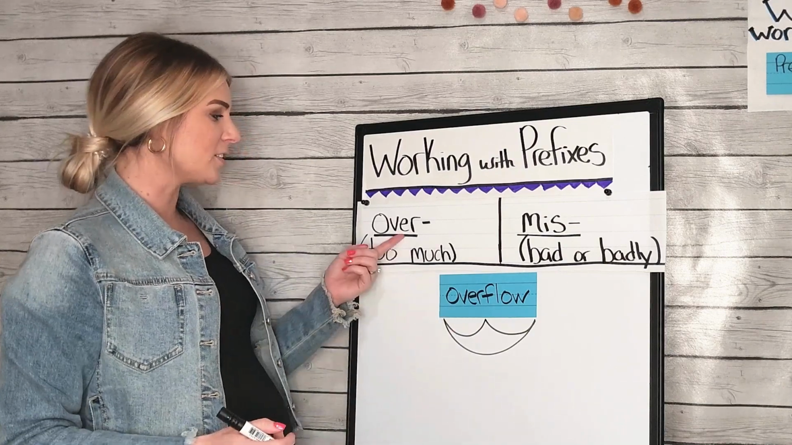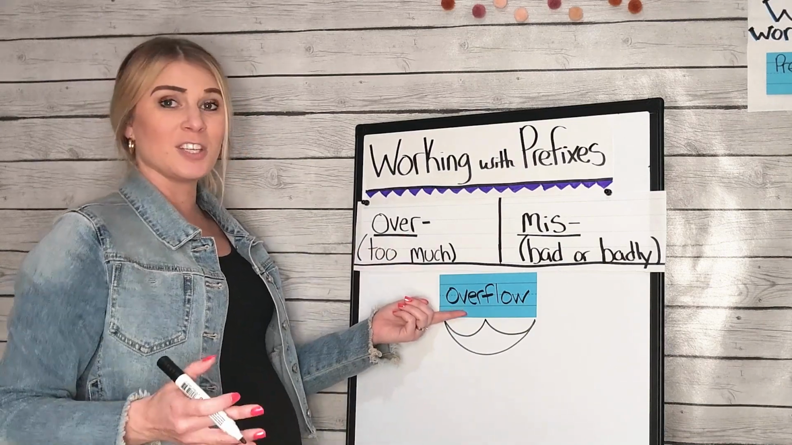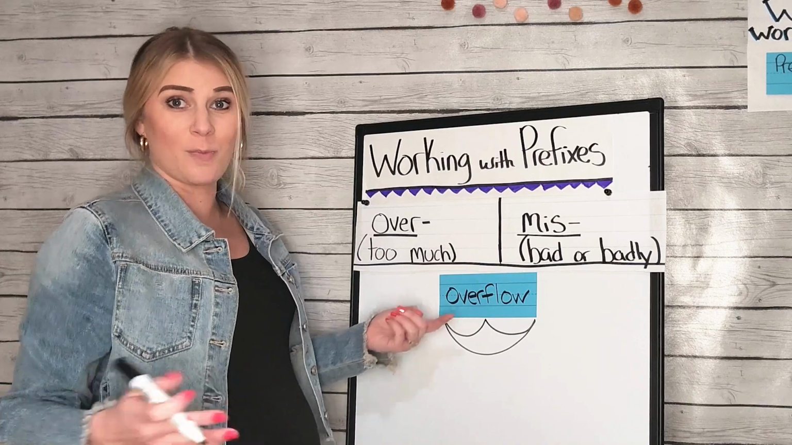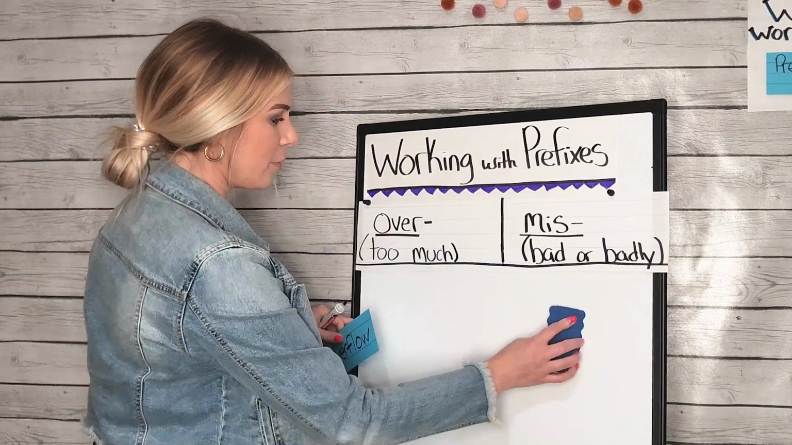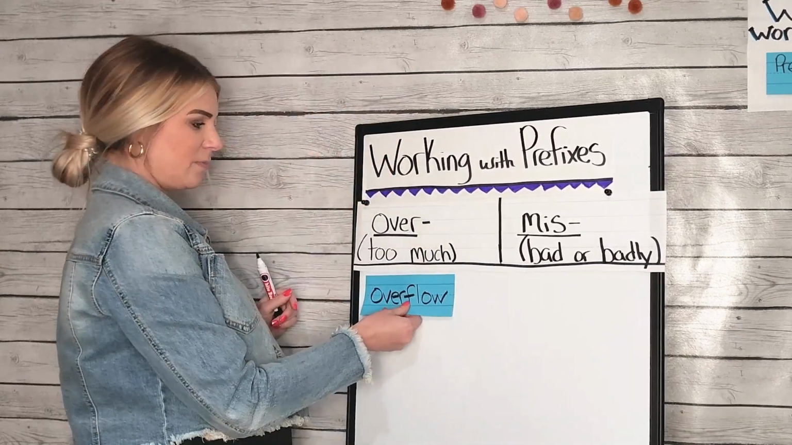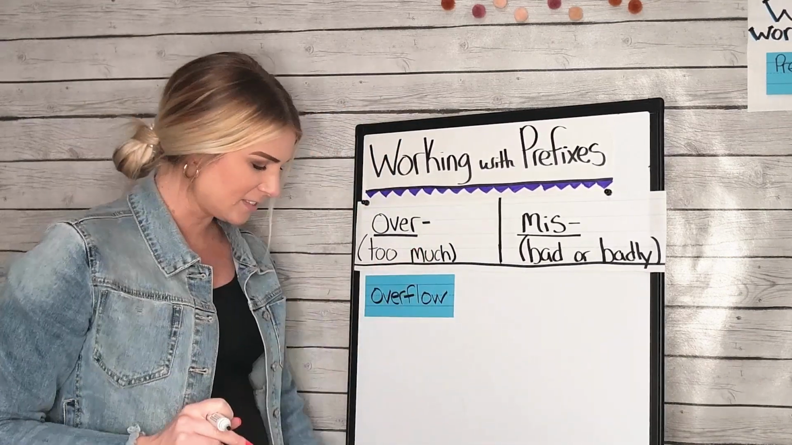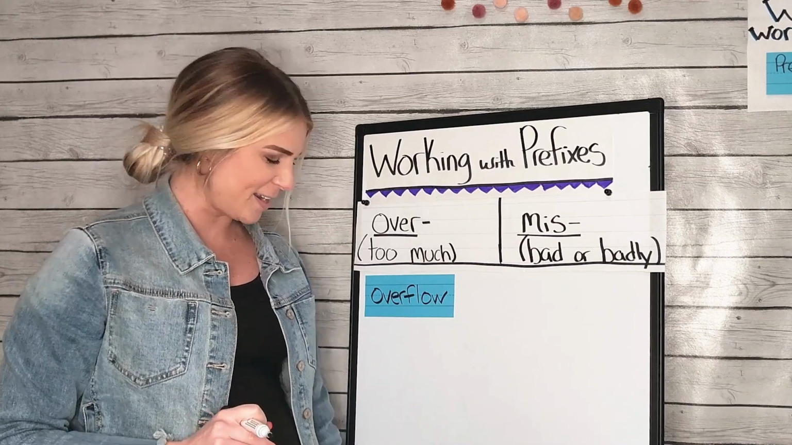I see the prefix over, which means too much. So it was flowing too much, so much so that it ran right out of the sink. Let's stick overflow into our column with our over prefix. Here's our next word. Are you ready?